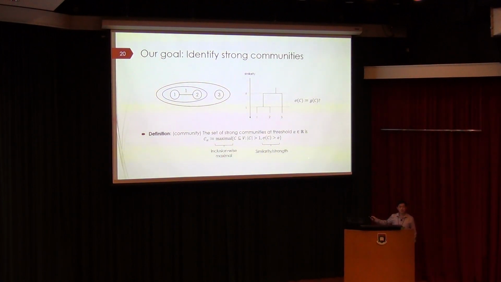Now a simple guess is maybe I just define sigma of C to be G of C. Is that okay? Well, that's not okay, because G of {1, 2, 3}, the entire cluster, is equal to 1, and G of {1, 2} is also equal to 1. They are the same, so you cannot distinguish the strength of the two communities. That's back to the earlier problem we were looking at with modularity score optimization.